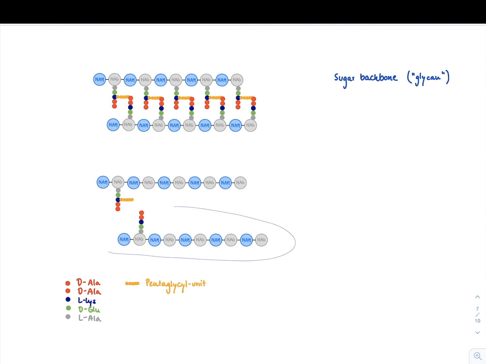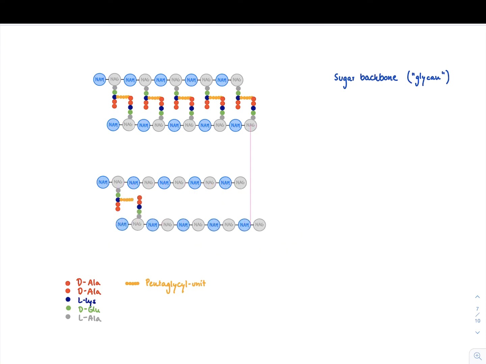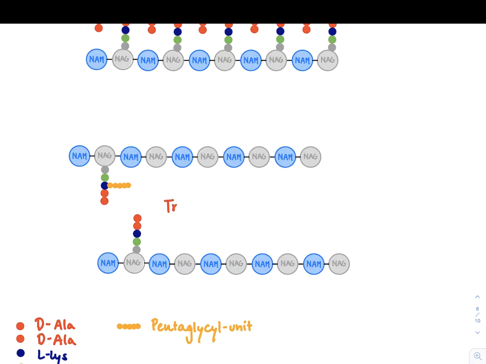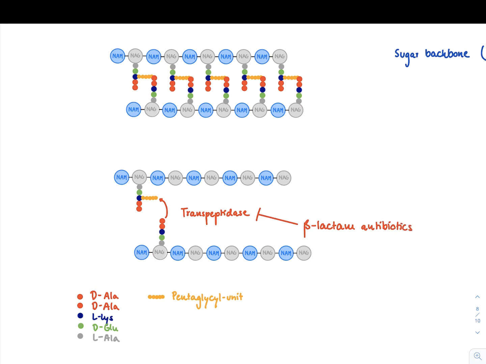Now, an enzyme that facilitates this hooking up is called the transpeptidase. And that's exactly the enzyme that is inhibited by every beta-lactam antibiotic. So it turns out that the D-ala ending looks a little bit like the beta-lactam ring, and therefore the transpeptidase cannot tell the difference. It will also bind to our beta-lactam antibiotics, and therefore this enzyme will be inhibited. This concludes the video on the mechanism of action of beta-lactam antibiotics.